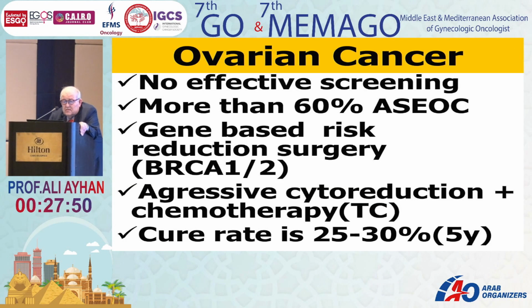In ovarian cancer, there is no effective screening program. So more than 60 to 70 percent are advanced stage ovarian cancer at the diagnosis. But there is gene-based risk reduction surgery, aggressive cytoreduction with chemotherapy, with frontline therapy. But the cure rate is very low after 5 years, 25 to 30%.